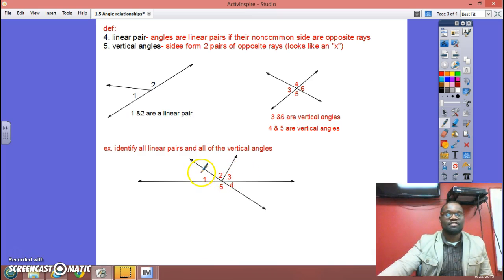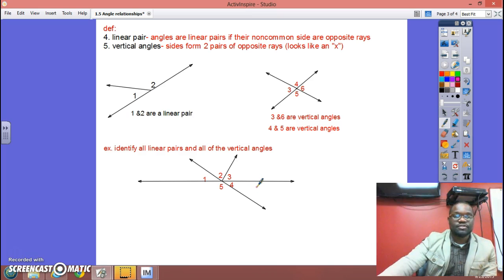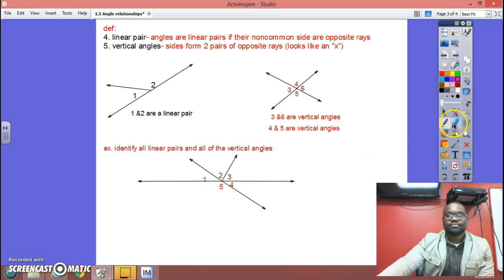So we have 5 and 1 here, and 5 and 4 that make a linear pair. Now let's see if we have any vertical angles. The vertical angles I see are angle 4 and angle 1. There the X is, and they're across from one another.